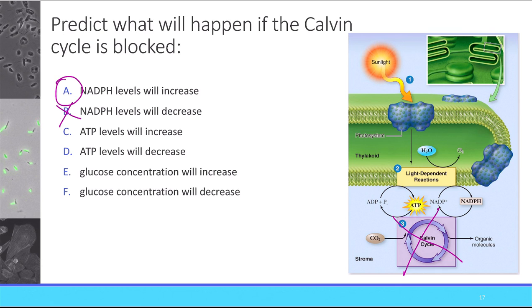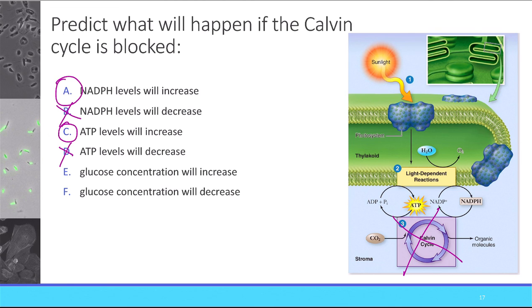Stage 1 will continue. And using that same logic here, because ATP is one of the products of stage 1, which is continuing its process, and the Calvin cycle is not working, so we're not using those ATPs. So those ATPs will increase. So again, E is the inverse of ATP, so we can cross that off.